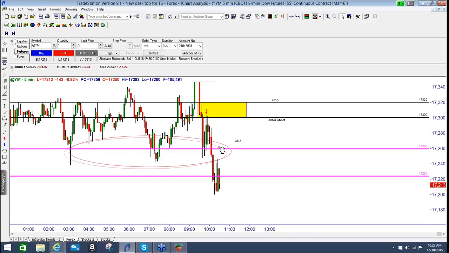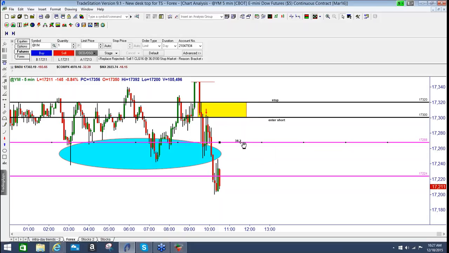I was going to get out one contract at the 38.2 Fibonacci and leave a second runner. This whole blue area is tested to shit. So I expected price to hit this second target, which would have been right here, 17,224. So that would have been 76 ticks. So out at one, conservative, second one, boom.